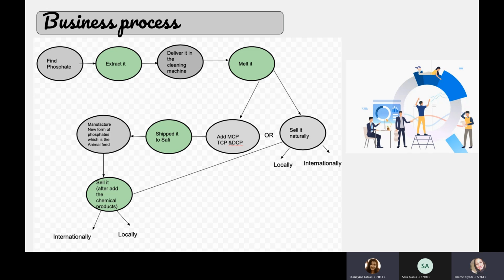So now moving on to the business process. Actually, OCP Group follows several steps to deliver the product successfully. Additionally, OCP Group is highly connected and relies on the manufacturing of animal feed. According to the OCP Group, phosphates come from natural and chemical sources. OCP Group tries to deal with its customers in an efficient way by giving them the right to purchase natural phosphates or the new production form of phosphates.